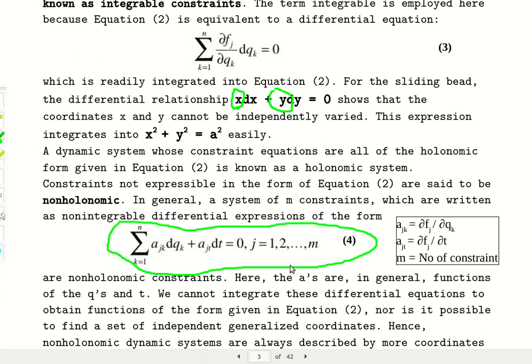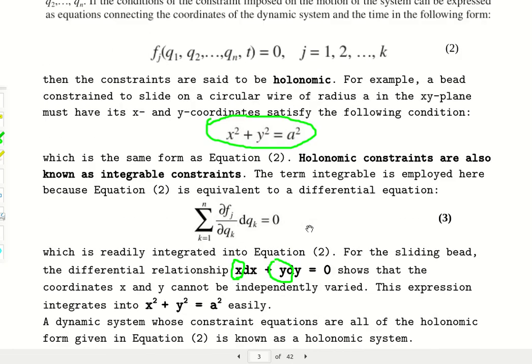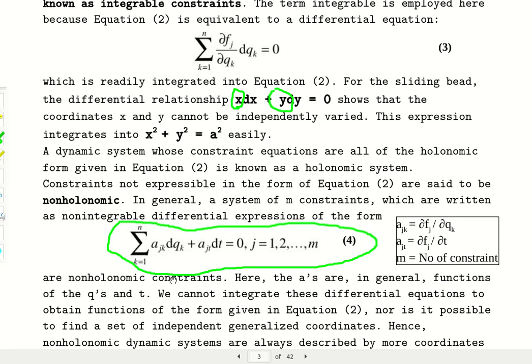This is the differential form of the non-holonomic constraints, where a_jk is a coefficient and dq_k is the differential of the generalized coordinate, and dt is the differential of time. And j, remember, j equal to 1 to m, is the number of constraints, which I have written there. Earlier it was k, but here it has been changed to m, and k equal to 1 to n is the number of degrees of freedom, or the number of generalized coordinates.